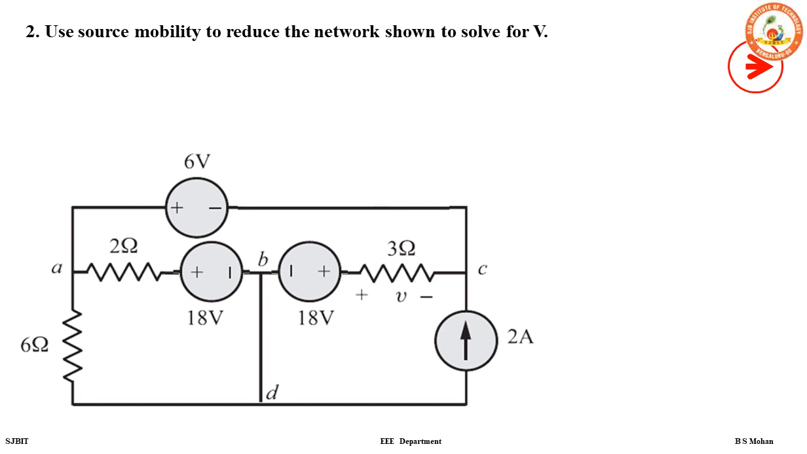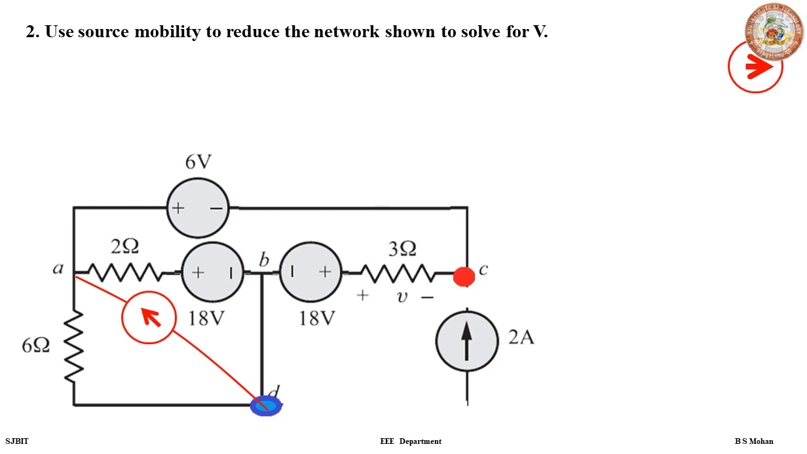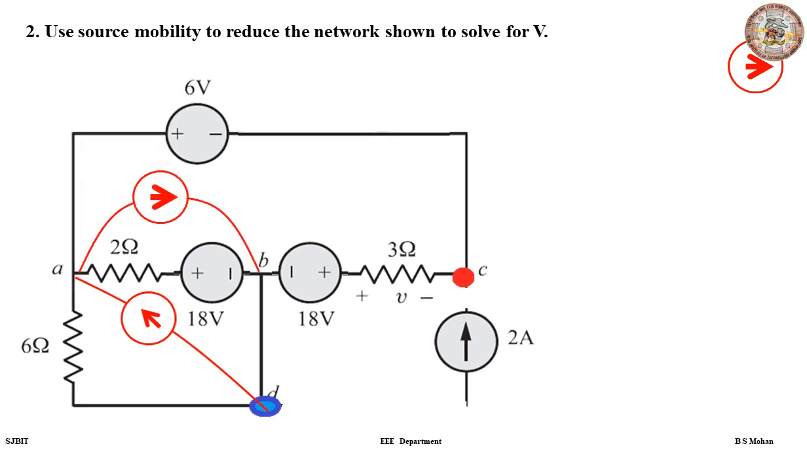Next, the current source, 2 amperes. As you can see, between point D and point C, it's an ideal current source. It's not a practical current source. Thus, we can shift it also in the same step. Point C it is entering and point D it is leaving. So let's start from point D. Point D it leaves and it enters point A, and point A it enters. Now it leaves point A and enters point B, enters point B and leaves point C.